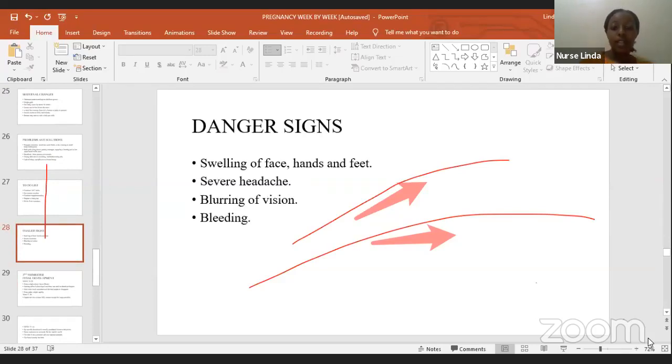So at this point, the danger signs include swelling of the face, hands and feet. We have severe headache. There's blurring of vision, when they are not able to see clearly, things become blurred in their sight. And there's also bleeding. These first 3 danger signs, that is swelling, severe headache, and the blurring of vision, are signs of what is called preeclampsia. Preeclampsia is high blood pressure in pregnancy, and it is very, very dangerous. So if a woman notices any of these signs, they need to go get checked.